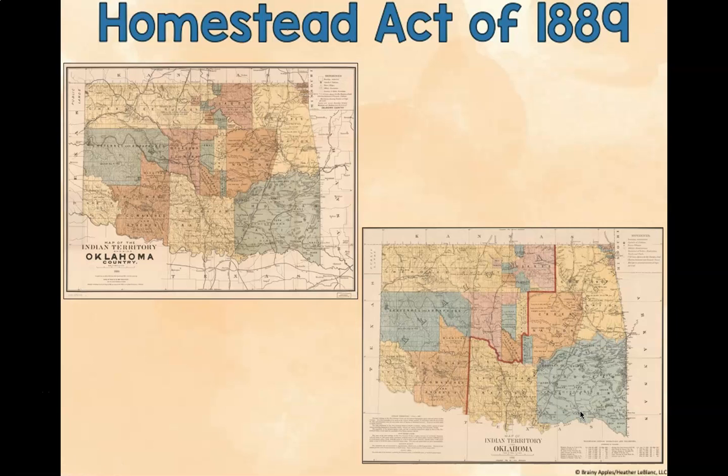This is some more maps of the Homestead Act. This is Oklahoma. If you also know about their football team, they're nicknamed the Sooners.